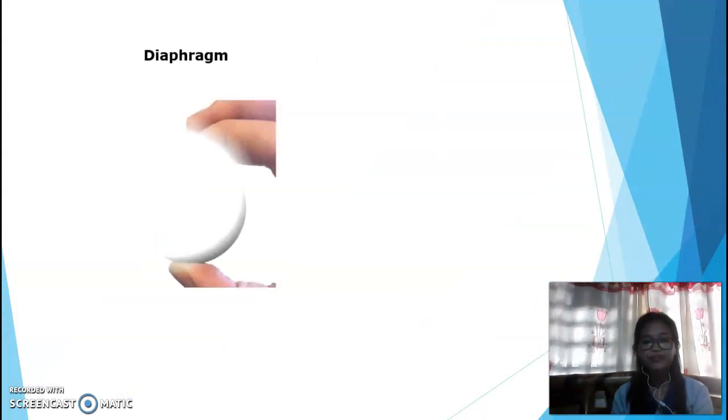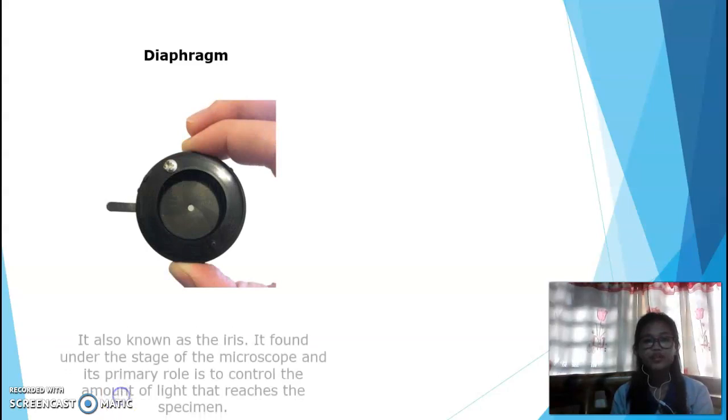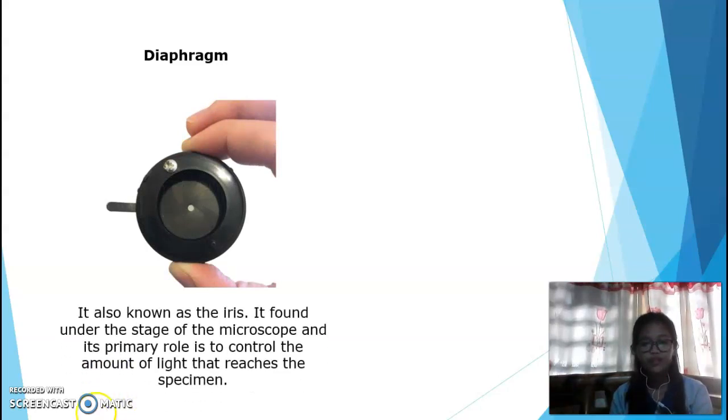Next is the diaphragm. This is the diaphragm of the microscope. It is an adjustable apparatus, hence controlling the light intensity and the size of the beam of light that reaches the specimen. For a high-quality microscope, the diaphragm comes attached with an Abbe condenser, and combined they are able to control the light focus and the light intensity that reaches the specimen.